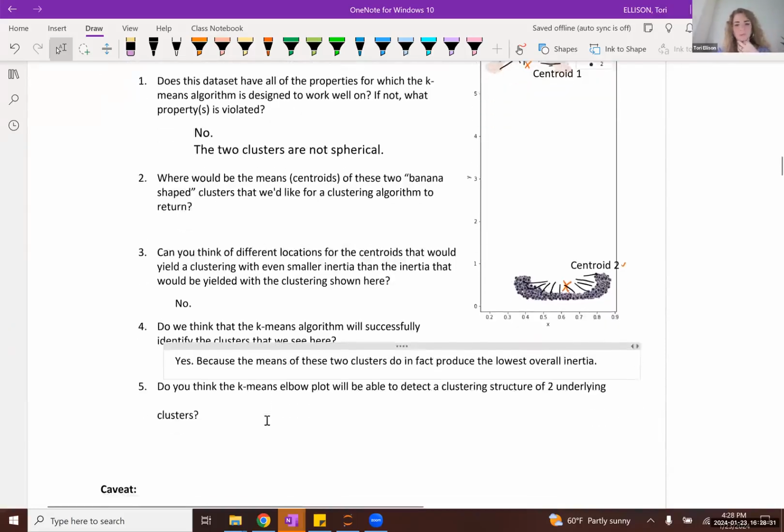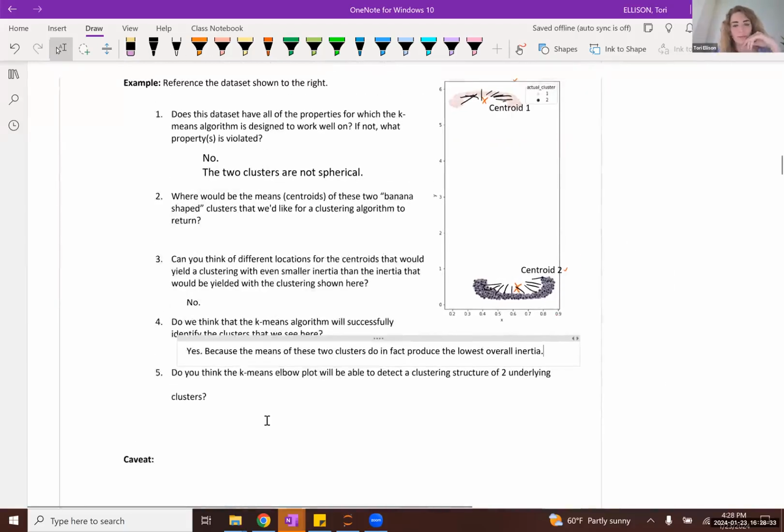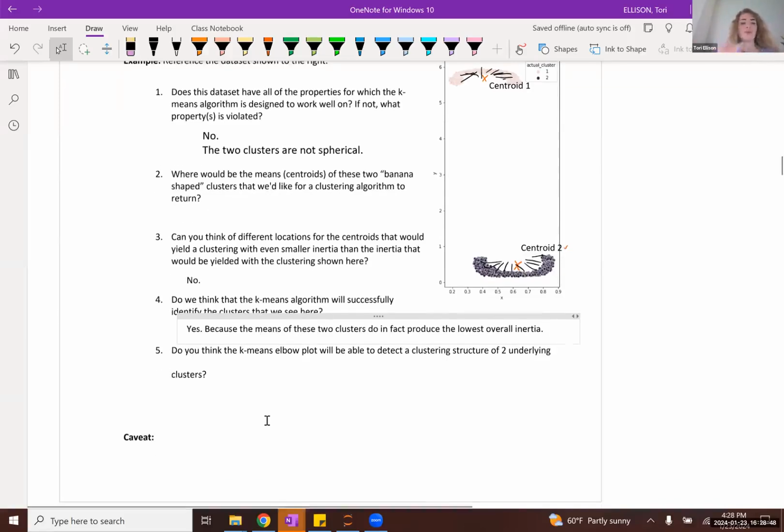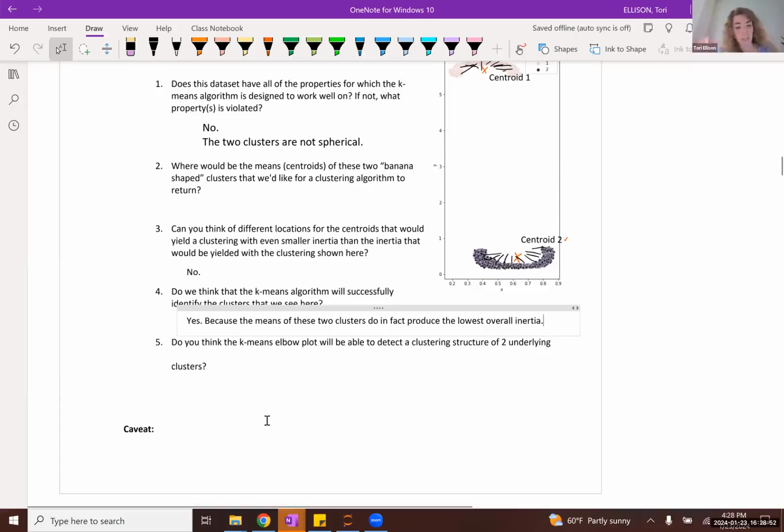Okay. Now, furthermore, we want to think about k-means. Even though these clusters are not spherical, k-means still would be able to identify these two clusters if we were looking for two clusters. But the next question is, can we trust the k-means elbow plot to identify that there are two inherent clusters that exist in the data set in the first place?